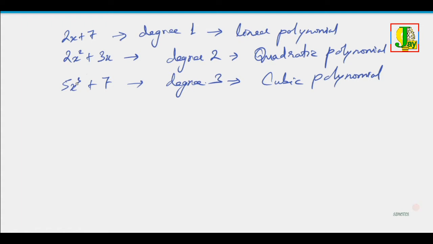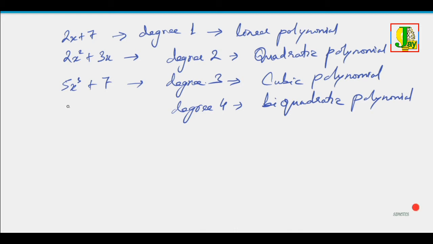So it's not the number of terms, it's the power of the variable, the highest power of the variable decides the degree, right? So if the degree is 3, it is cubic polynomial, and if the degree is 4, it's a biquadratic polynomial. Okay, like 2x power 4 plus 3x cubed plus x, I think. So the highest power is 4, it's a biquadratic polynomial.